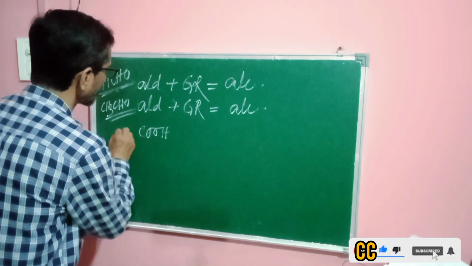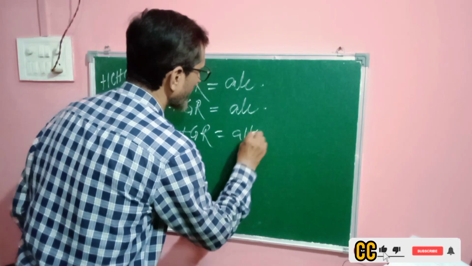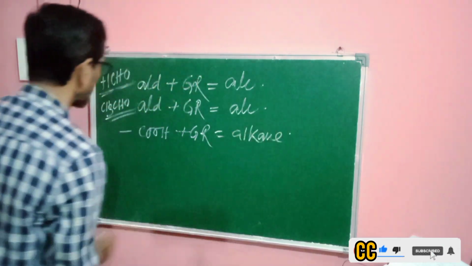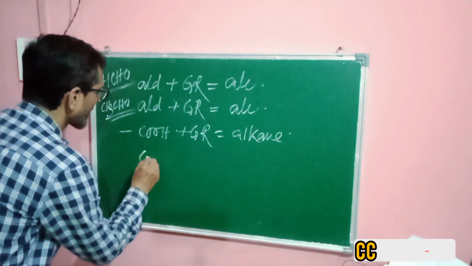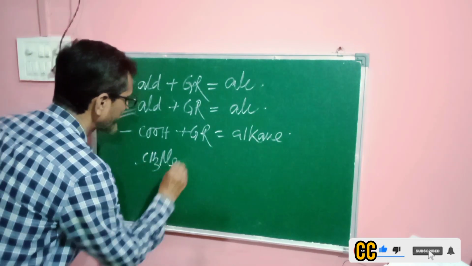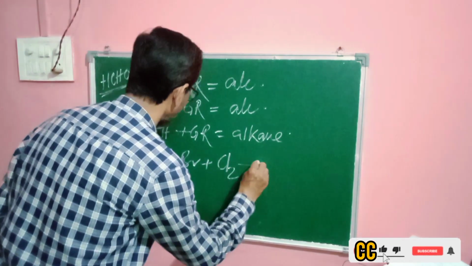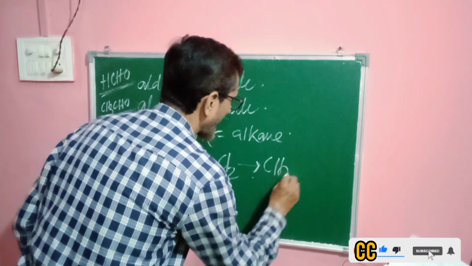Carboxylic acid plus Grignard gives alkane. Grignard says CH3MgBr, plus chlorine or X2, gives alkyl halide.